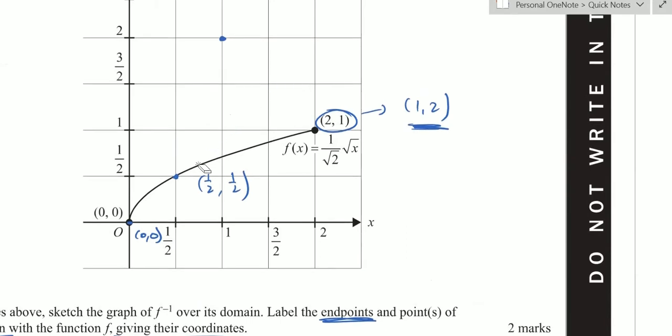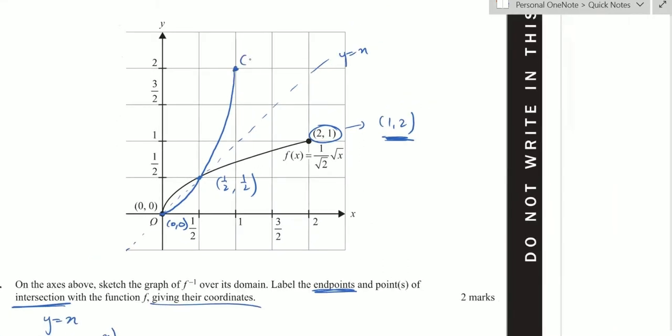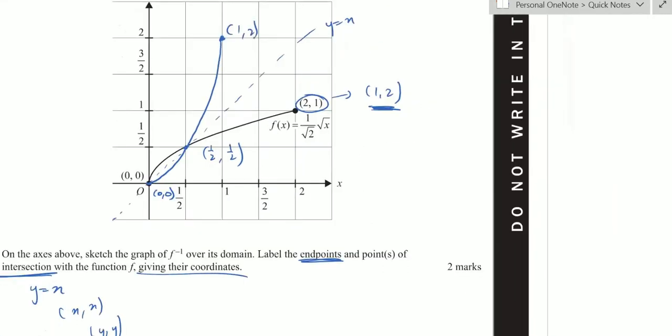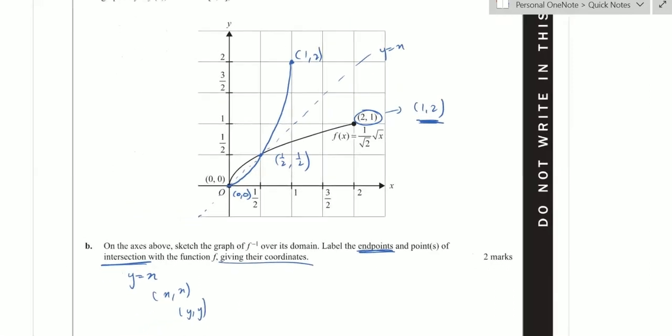So we can see that the graph, if I redraw, that's y equals x. So it's going to go something like this. Yeah. And make sure to label the point as (1/2, 1/2). And that's it. We've done everything.